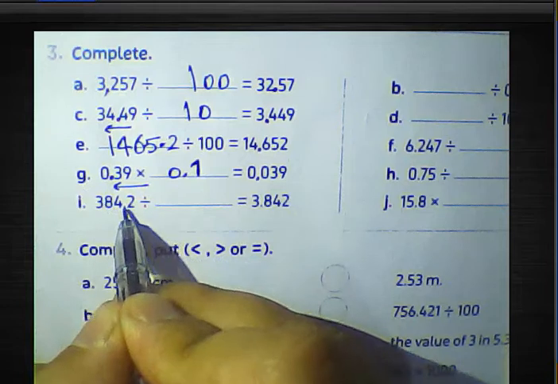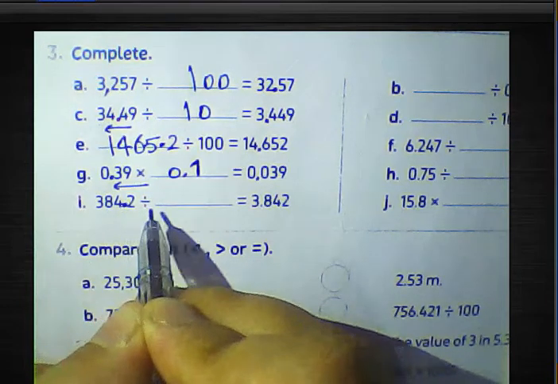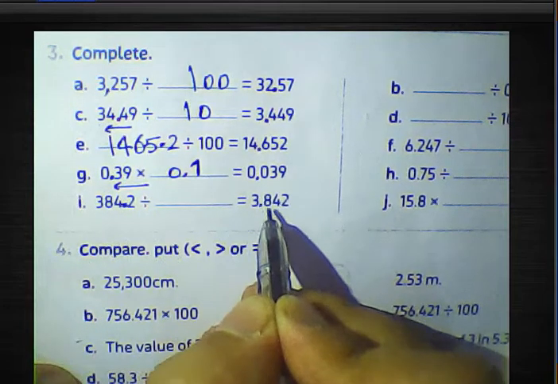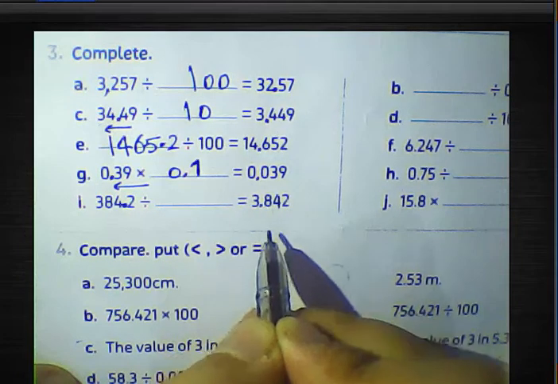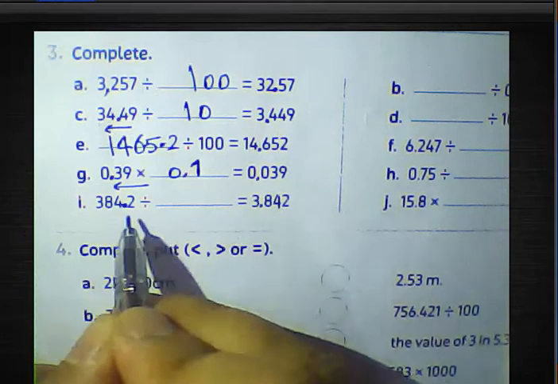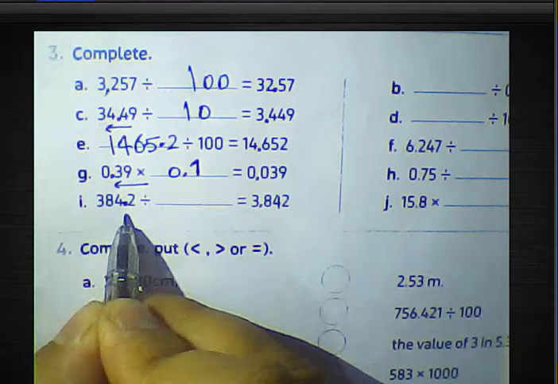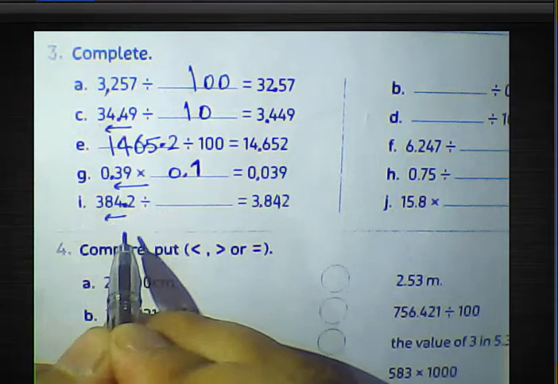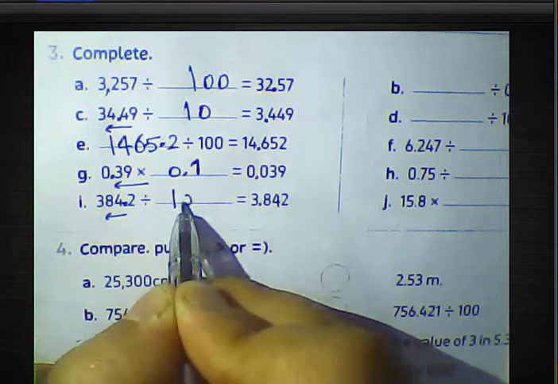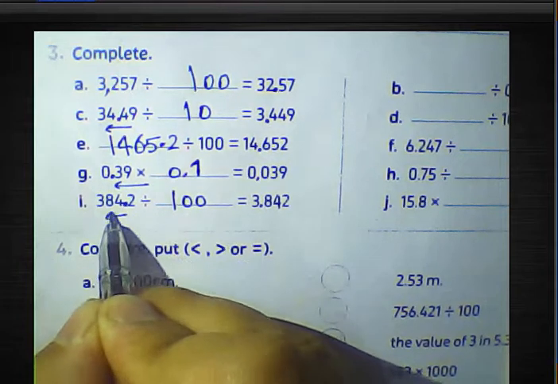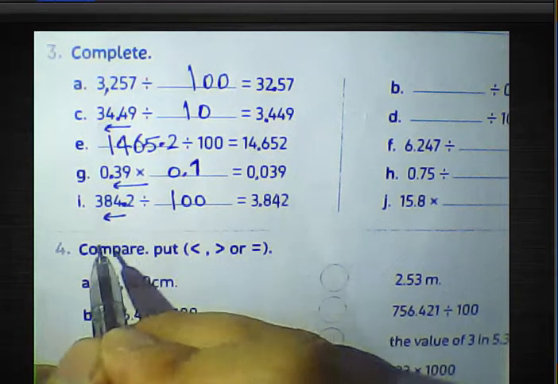And what else? 348.2 divided by blank equals 3.482. This point moved from right hand side to left hand side by two digits. Yes, excellent. Divided by 100 because it moved by two digits.